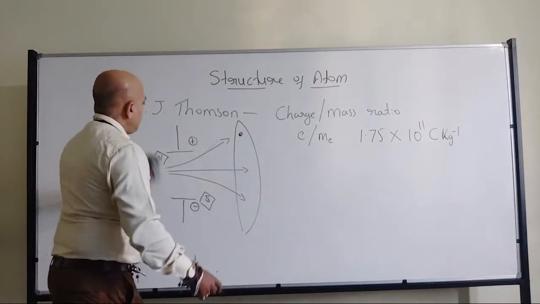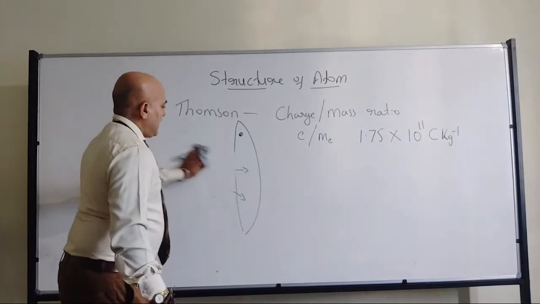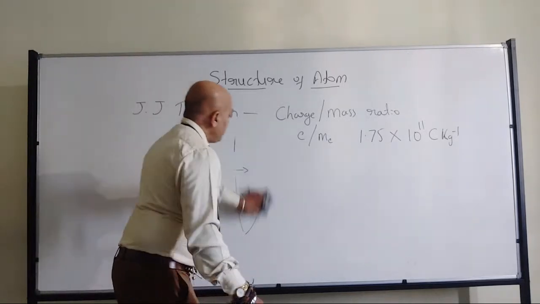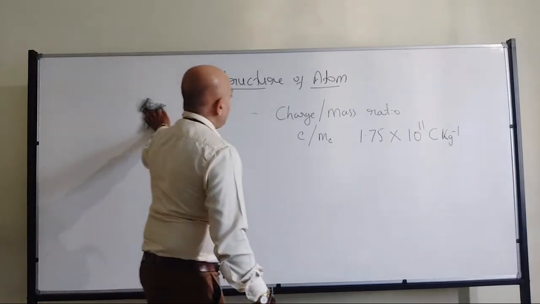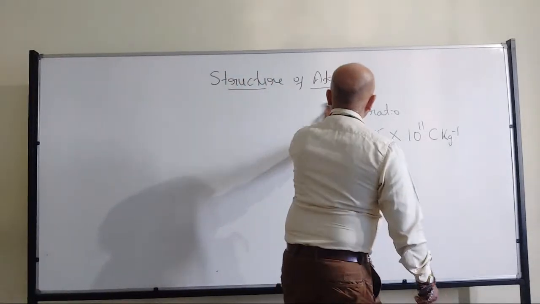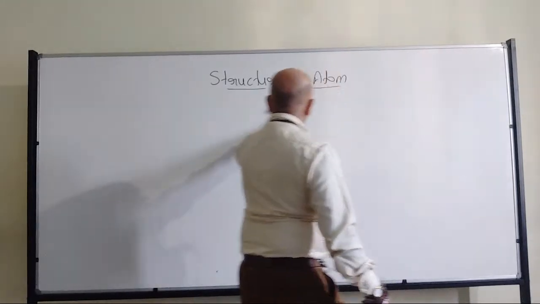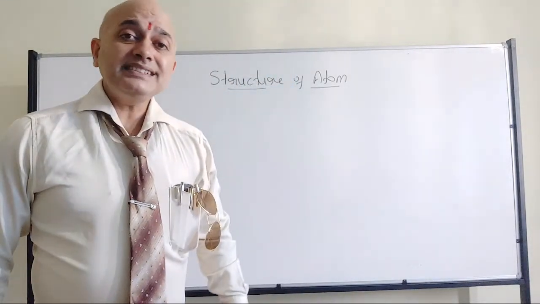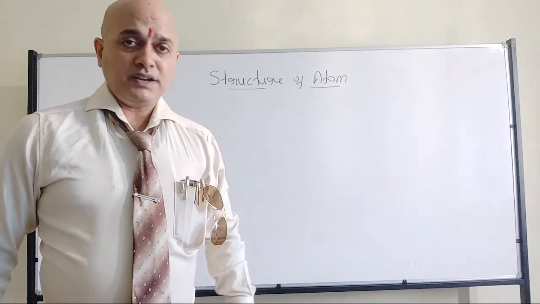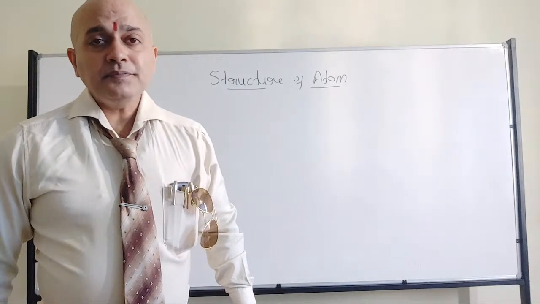So that's where we have 1.75, still more values are there. I have written only 1.75 into 10 to the power of 11 coulombs per kg. Okay? So this is where we have the experiments. One is Faraday's experiment and another one is J.J. Thomson experiment. Okay? Shall I move to the next one?